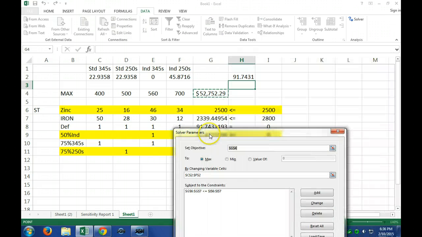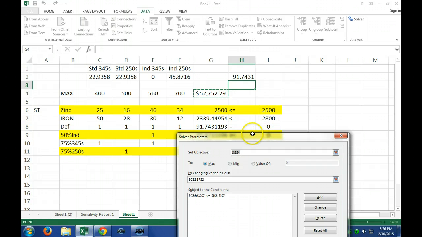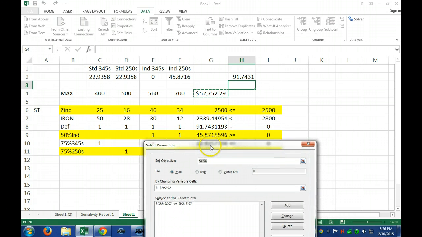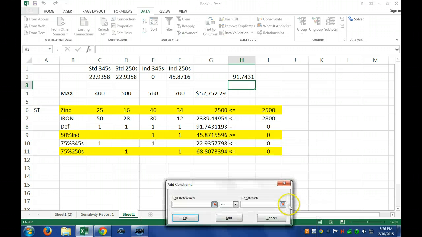Okay, so I have these two for my zinc and iron. Now I need to add this. Let's add the 50% industrial. So I'm going to say add. The total in industrial is G9. That has to be greater than or equal to our sum, which is H9, or H2, I'm sorry, times what? It has to be, 50% has to be in industrial, so times 0.5.